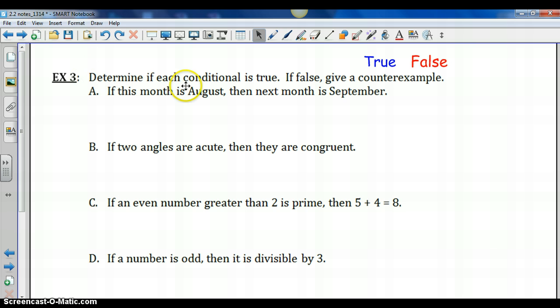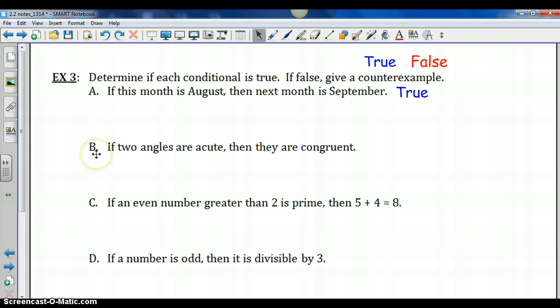I want you to determine if each conditional statement is true. If it is false, give a counterexample. If you're not able to give a counterexample, remember you must assume it's true. Take a few moments and decide whether these are true or false. All right, let's figure this out. If this month is August, then the next month is September. We know that is a true statement based on our understanding of how the calendar works.